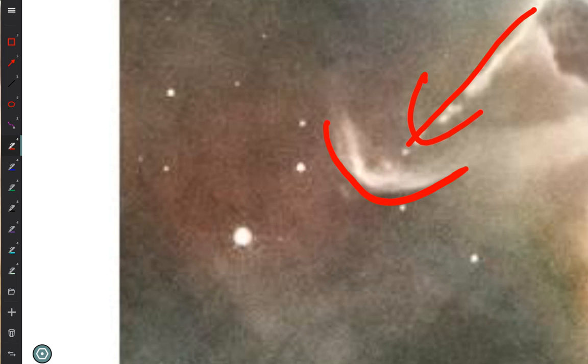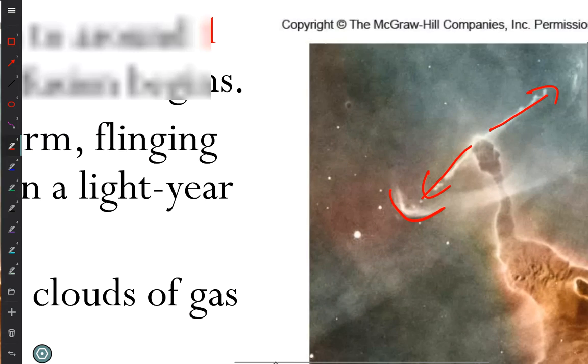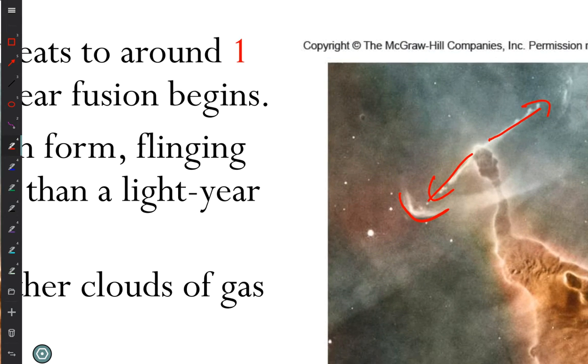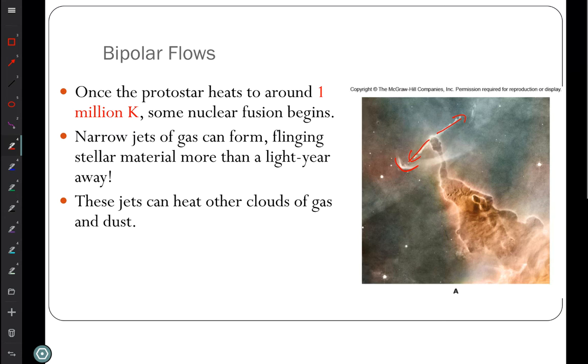Now, they can use Doppler shifts to measure speeds and whatnot, so they have an idea of how fast the jets are actually traveling. And this is another prediction of the models for stellar birth that is then observed.